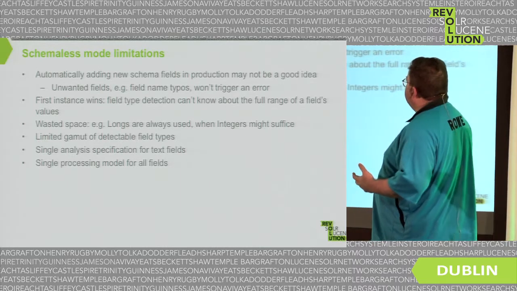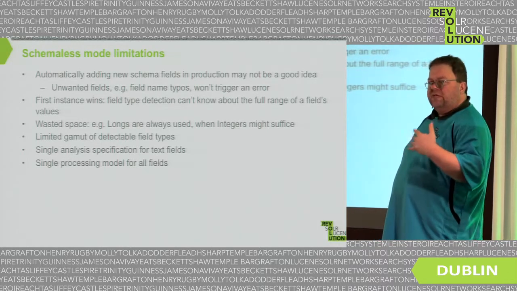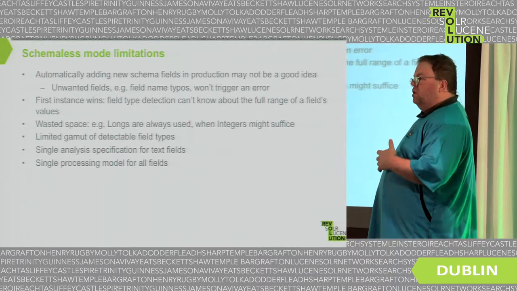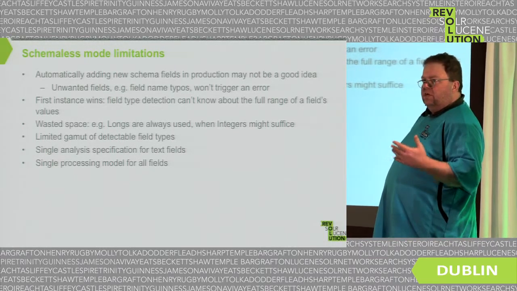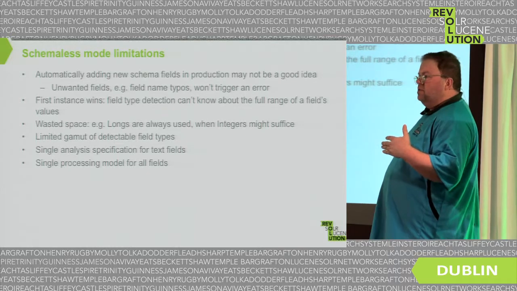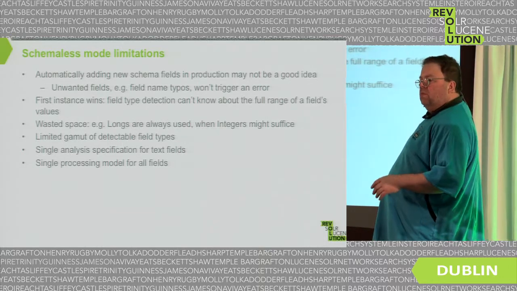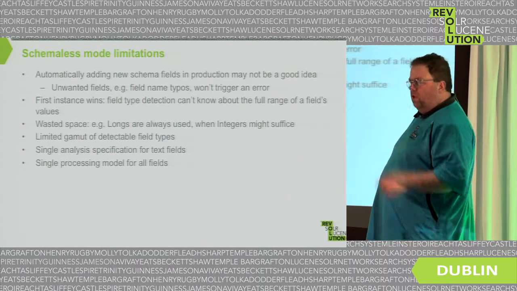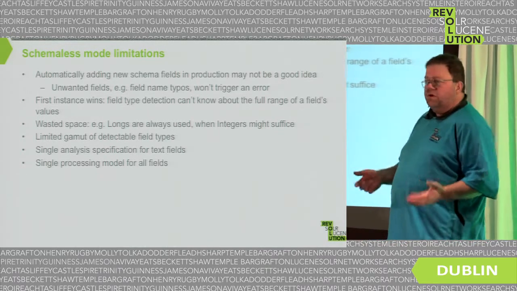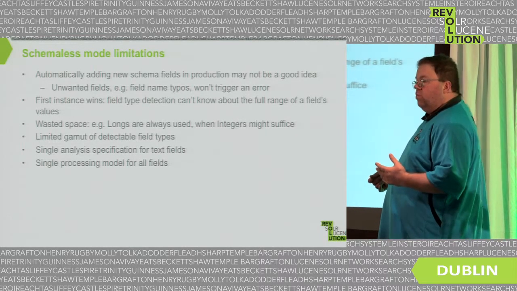Another problem that schemaless mode has is that it only looks at the first instance that an unknown field occurs in order to detect the type. So the standard example that I use for this is if a numeric field shows up and has an instance that looks like an integer, and the next document has a non-integral number type, a floating point type, then that'll trigger an error because the integer field has already been added to the schema, and you arrive with a document that has a floating point type.